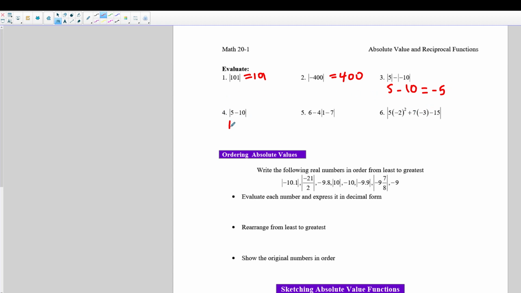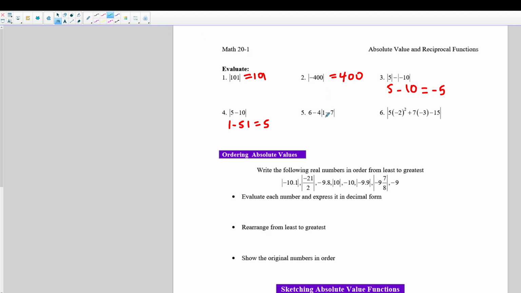Over here, we're going to work with the expression inside first before we take its absolute value. So 5 minus 10 is just -5. So the absolute value of -5 is just 5. What we want to be careful of here is our order of operations.